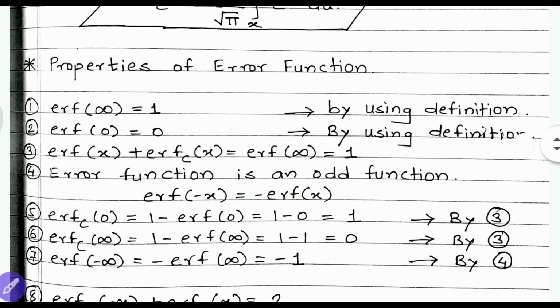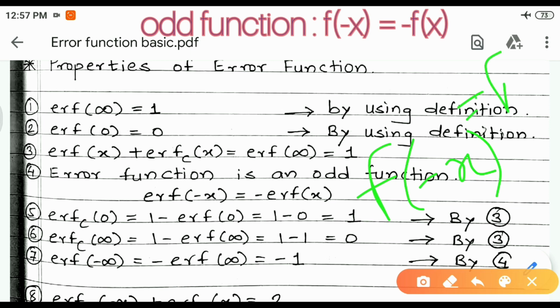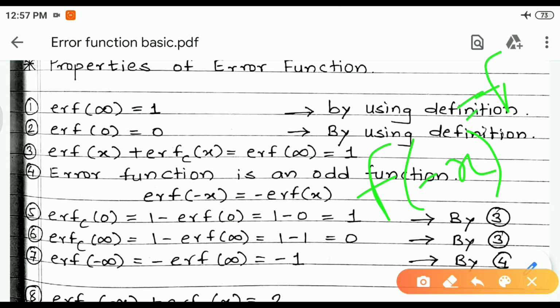Now let's move to the next property. The error function is an odd function. I hope all of you know the definition of an odd function: whenever f of minus x is equal to minus f of x, the function is odd. Since the error function is an odd function, error function of minus x is equal to minus error function of x. We are going to see the proof of this when we solve the example on the error function.